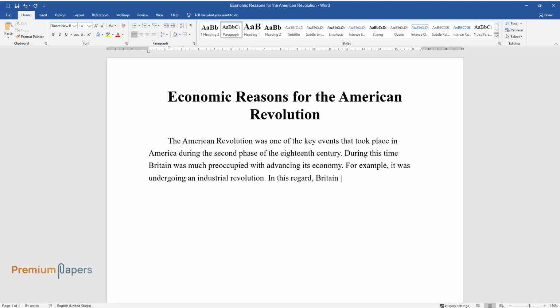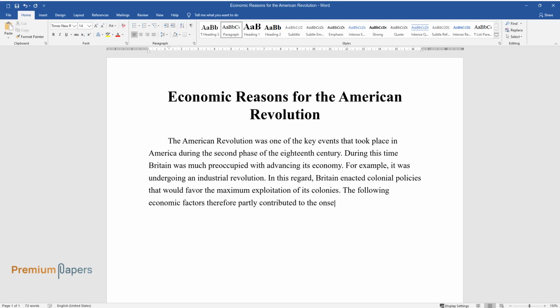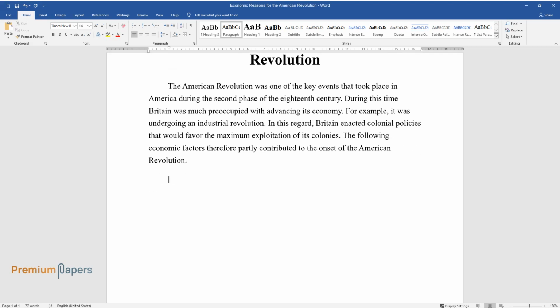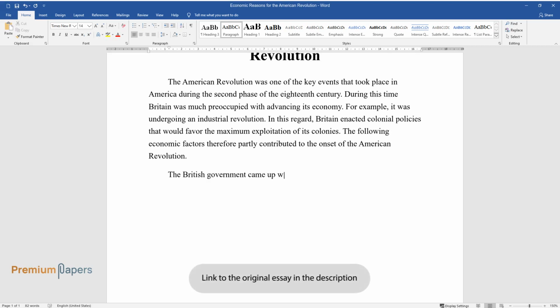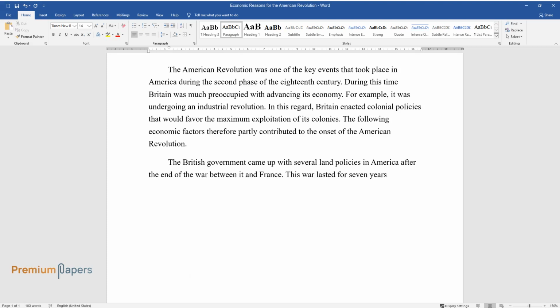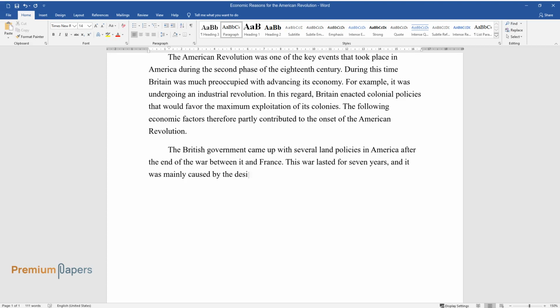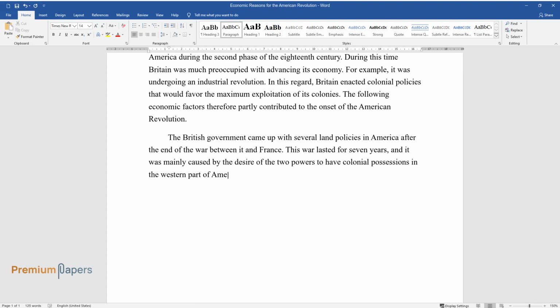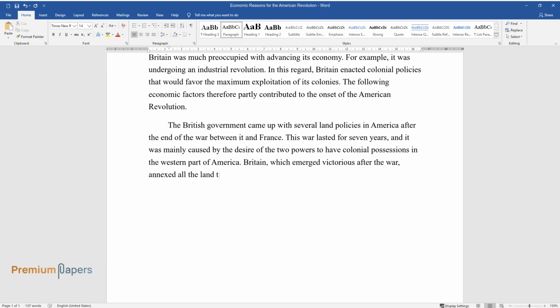In this regard, Britain enacted colonial policies that would favor the maximum exploitation of its colonies. The following economic factors therefore partly contributed to the onset of the American Revolution. The British government came up with several land policies in America after the end of the war between it and France. This war lasted for 7 years, and it was mainly caused by the desire of the two powers to have colonial possessions in the western part of America. Britain, which emerged victorious after the war, annexed all the land that had been contested.